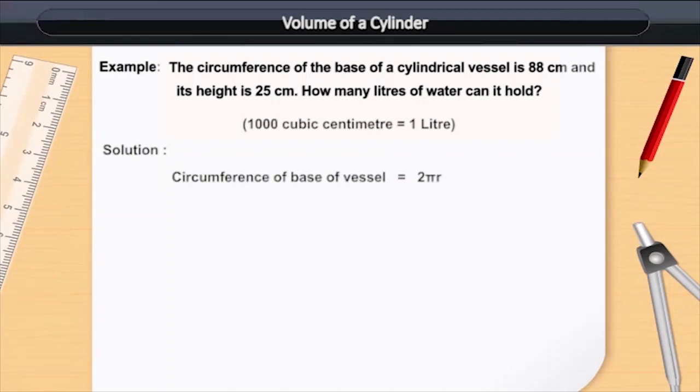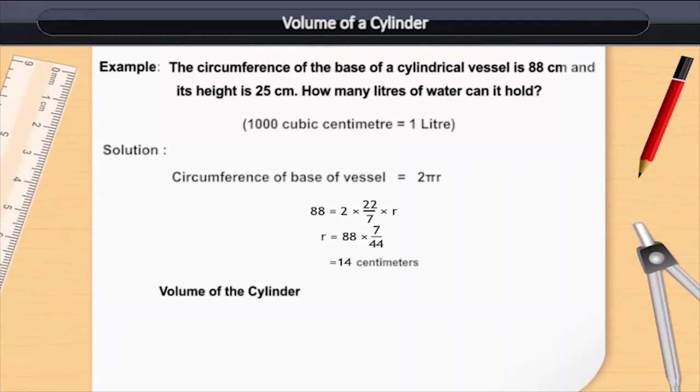Solution: circumference of base of vessel is equal to 2 pi r. 88 is equal to 2 multiplied by 22 divided by 7 multiplied by r. R is equal to 88 multiplied by 7 divided by 44, which is equal to 14 centimeters.